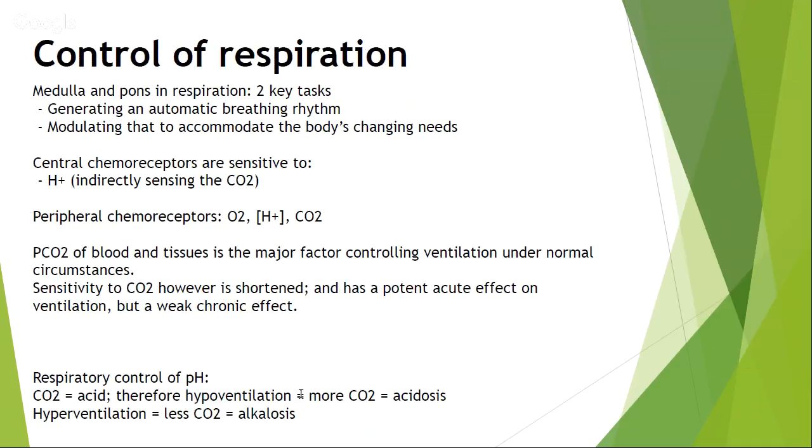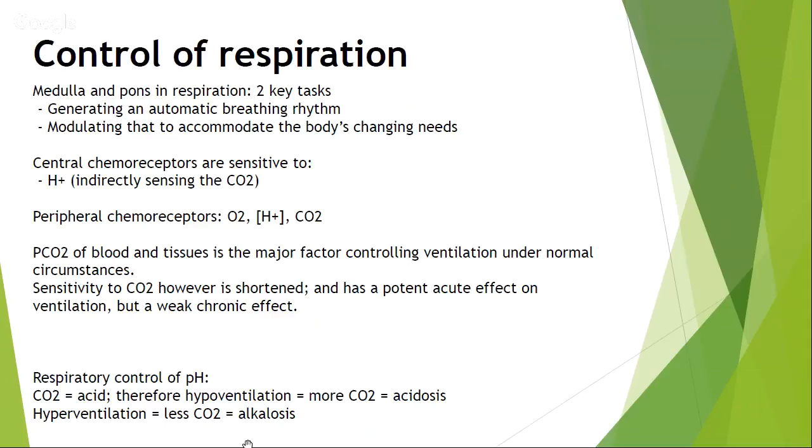The control of respiration occurs in the central pattern generator, which is the medulla and the pons, and then there's communication to higher brain centres. That then sends out the signals, which are motor via the phrenic nerve and the spinal segmental nerves. It has two key tasks. The first is generating an automatic breathing rhythm so you don't have to think about it on a day-to-day basis. And the other is modulating it to change with the body's needs. So when you start exercising, you start breathing more.